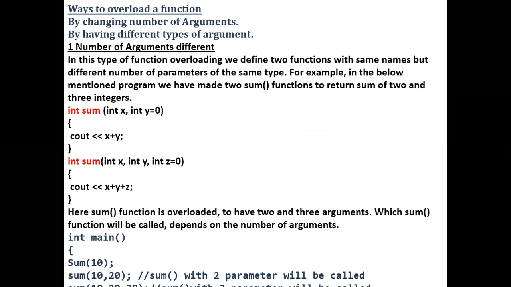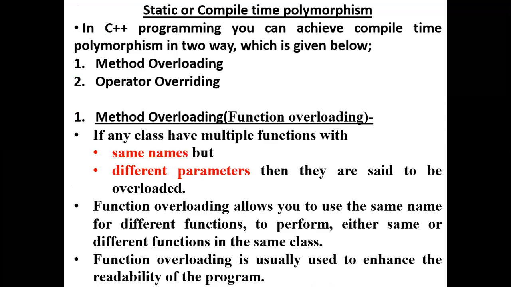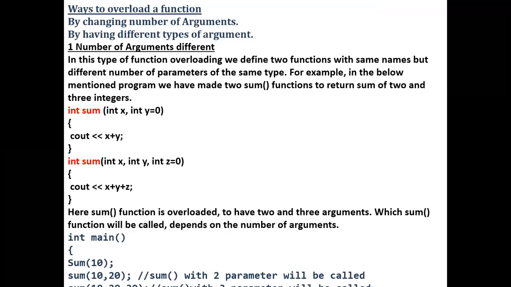Now we will see with an example. Function overloading is done by changing the number of arguments and having different types of arguments, as I told you that the number of arguments or parameters are different. In this example, first we will see the number of arguments being changed. You can see here the function name int sum and the other function name is also int sum. Means the first quality of function overloading is that the name is the same but the parameters are different in numbers.